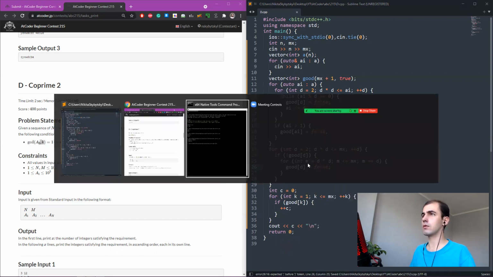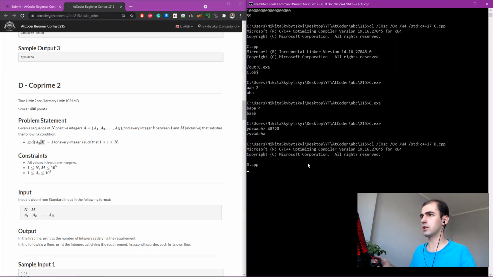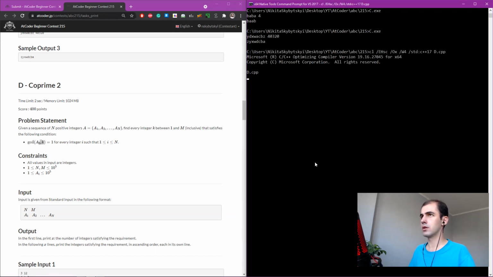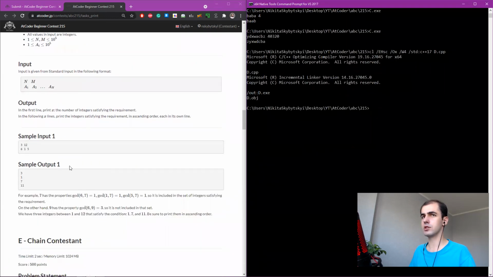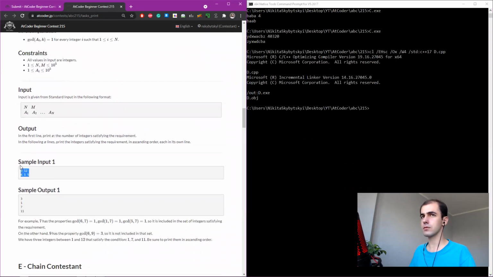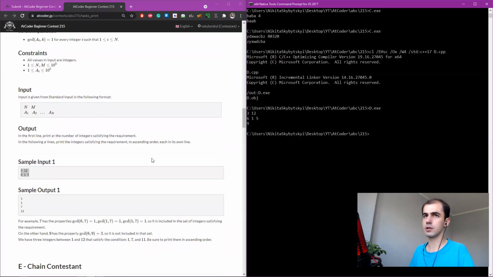Just normal, very standard number theory. You don't need those smarter optimizations. Just understand how sieve works. Oh, wait a second.